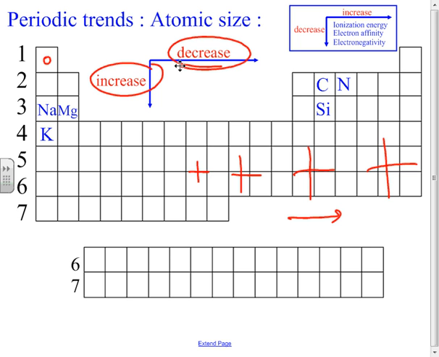The first period has only one energy level. The second has two energy levels. Third has three. Fourth has four. Fifth has five, and so on. And that tends to block out the nuclear charge.